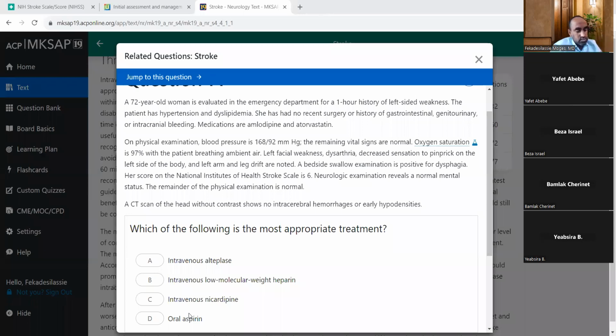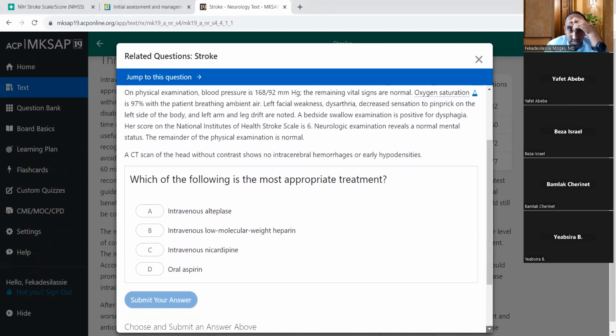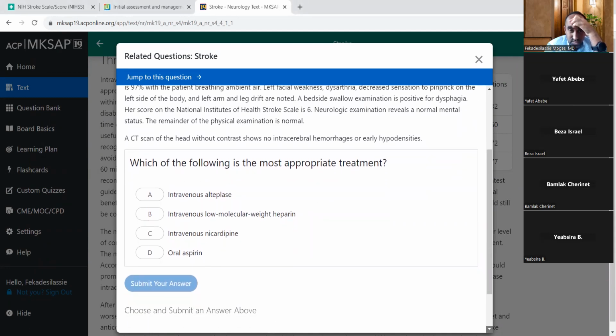Neurologic examination reveals a normal mental status. The remainder of the physical examination is normal. A CT scan of the head without contrast shows no intracerebral hemorrhage or early hypodensities. Which of the following is the most appropriate treatment? A. Intravenous alteplase. B. Intravenous low molecular weight heparin. C. Intravenous nicardipine. D. Oral aspirin. So she has dysphagia, so oral aspirin is not an option.